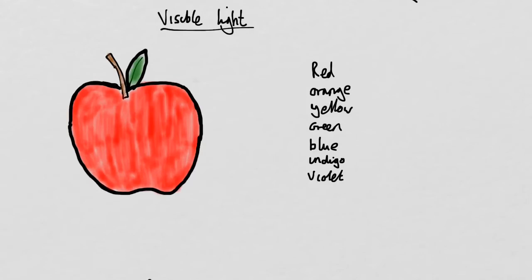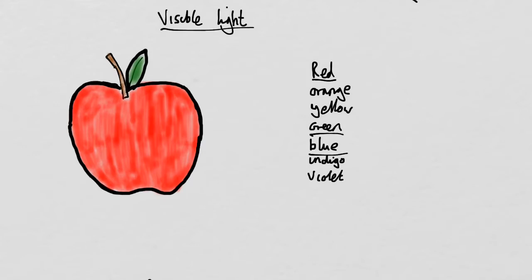So let's look at visible light today then. Firstly, let's look at all the colours that make up visible light. We've got red, orange, yellow, green, blue, indigo and violet. I'm just going to underline red, green and blue because I want to talk about those ones specifically in just a minute.